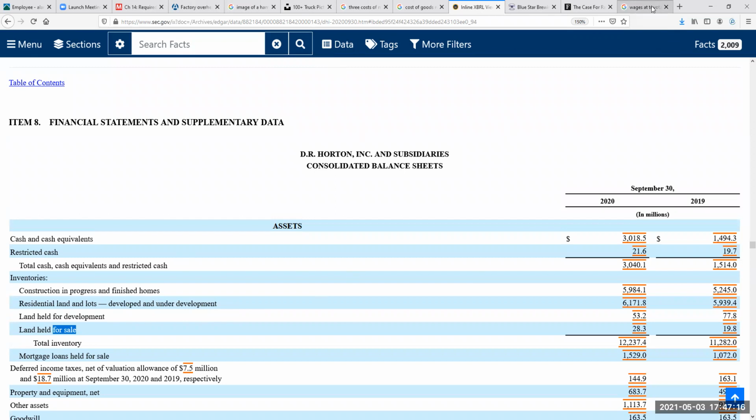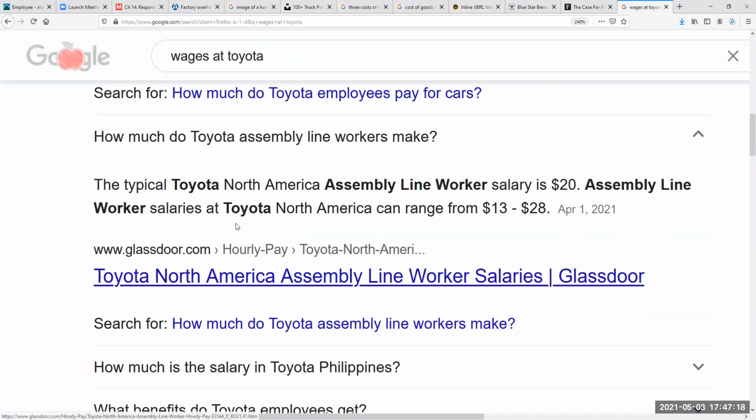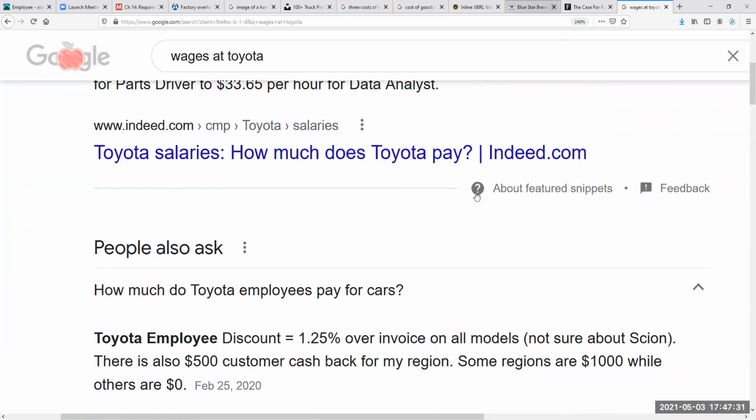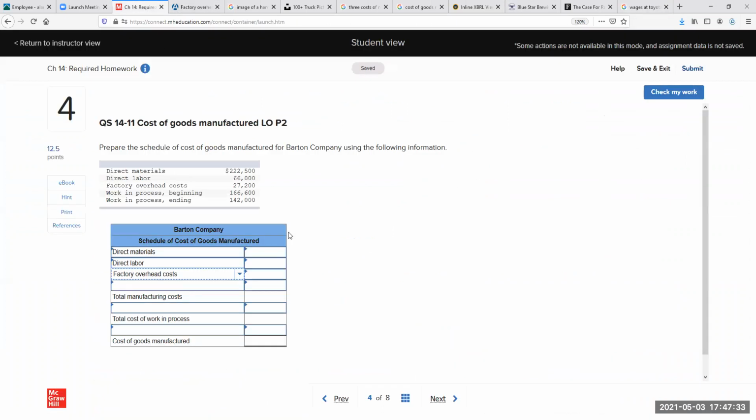And yet, why would that be of interest to you? The typical North American Toyota manufacturer is $20. Assembly line workers' salary can range from $13 to $28, April 1st, 2021. Okay. And just recently, well, we'll come back to that.